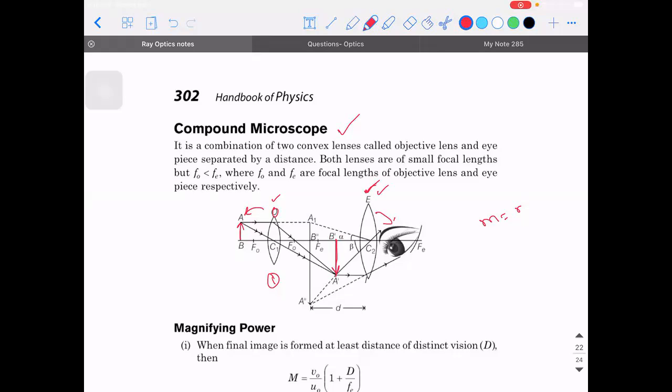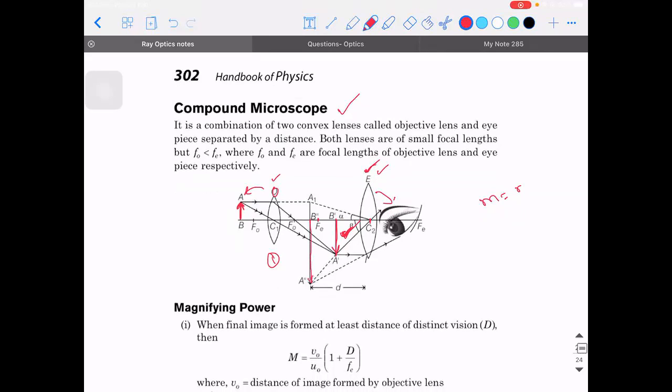The second magnification by the eyepiece should happen in such a way that a virtual image of the first magnified image, A dash B dash, is formed. The final image should be magnified, and at the same time it should be virtual. So what do we need to ensure? We need to ensure that the image formed by the first lens lies exactly between the focal point of the eyepiece and the optical center. Then a convex lens will form a virtual image. That's the logic, right? When this happens, you get a final image. The magnification of the final image is M1 times M2.